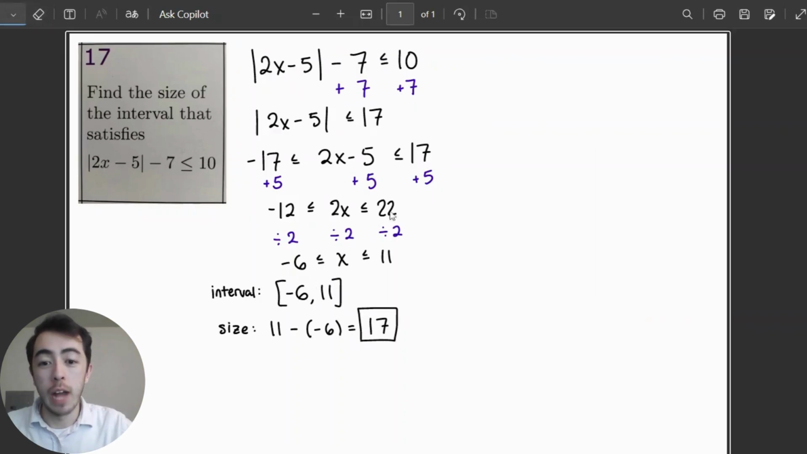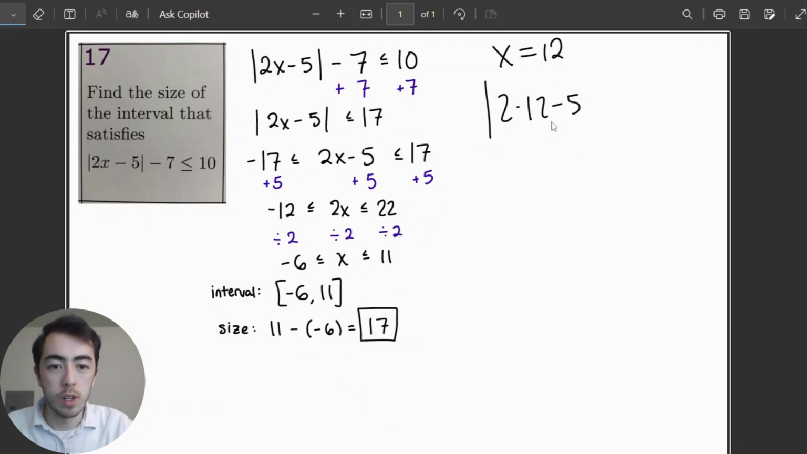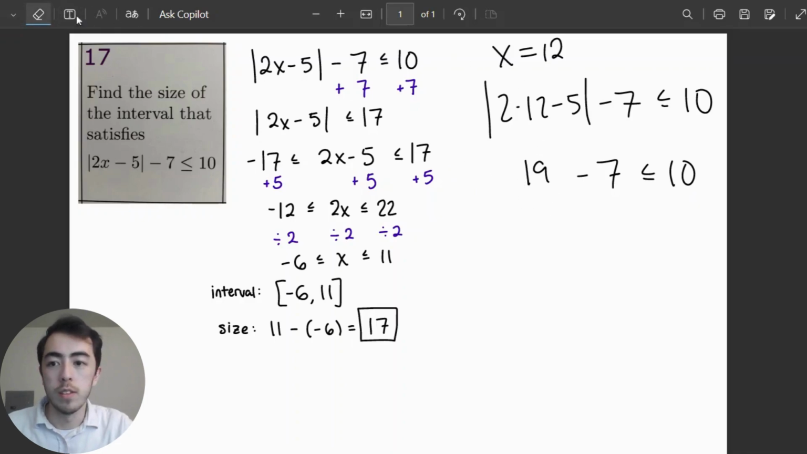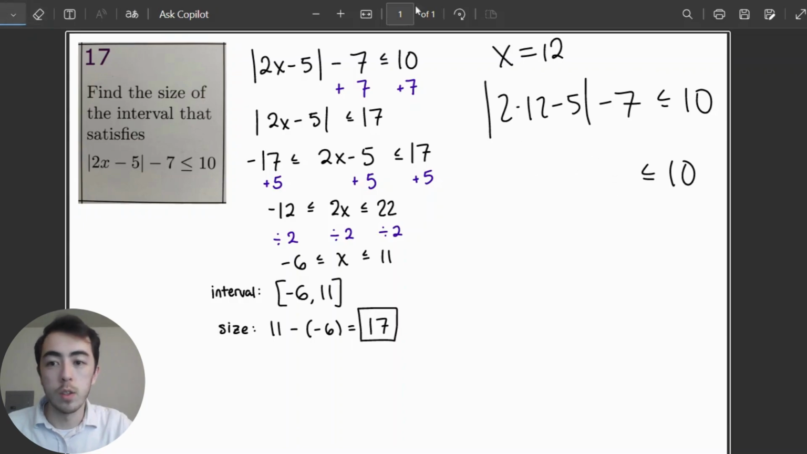And now I want to plug in a number outside of the interval just to show that it doesn't work. Maybe this time I'll pick 12 because that's just a little bit higher than 11. If I stick in a 12 right here, I'll get 12 times 2 minus 5. Absolute value that. Then take away a 7. And I'm hoping to find an inequality that doesn't make sense because currently my input is outside of my interval. So 24 minus 5 is 19. I'll do the minus 7. And the absolute value of 19 is still just going to be 19. Then when I do 19 minus 7, I get 12.